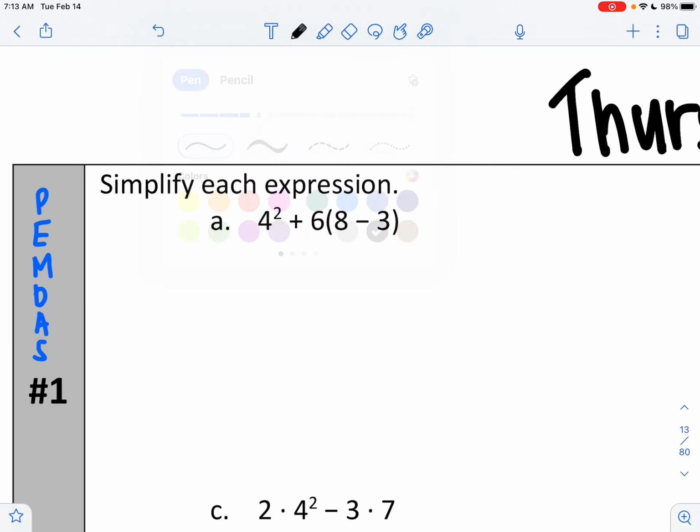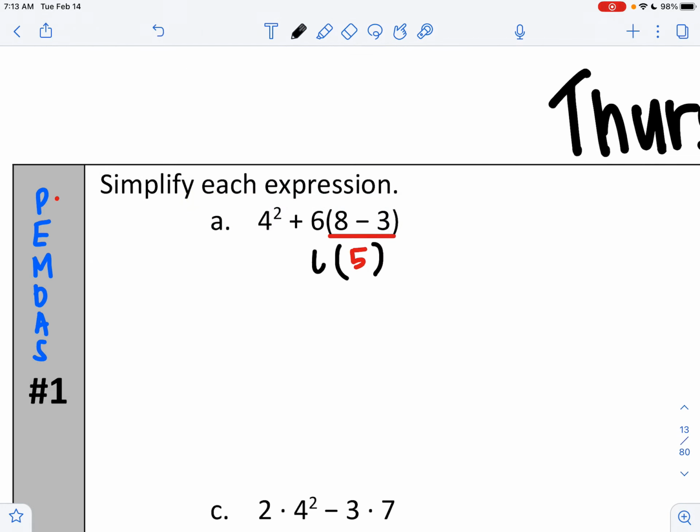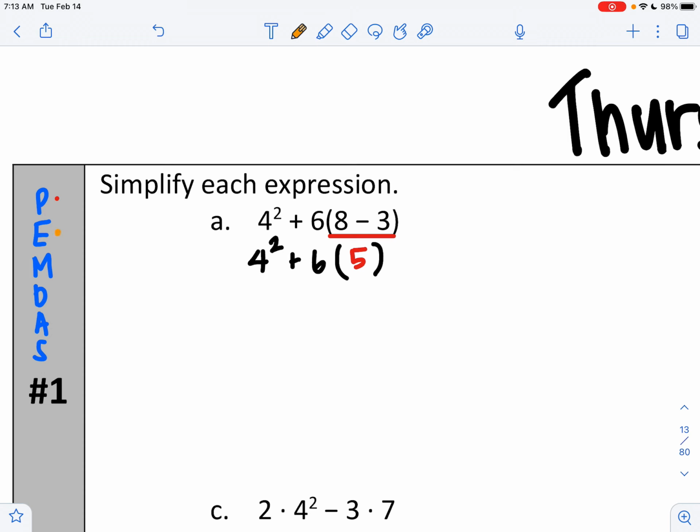And here I can see that I've got parentheses in my expression. That's what the P stands for. So I'm going to start there. 8 minus 3 is 5. Now, once I complete an operation, I'm going to rewrite everything else. So notice all that I've done so far is subtract 8 minus 3 because that was in parentheses, so it came first. My next step on my list is exponents. 4 to the second power, which is 4 times 4, 16. And again, I'm only doing one step at a time, so now I'm going to rewrite my expression.